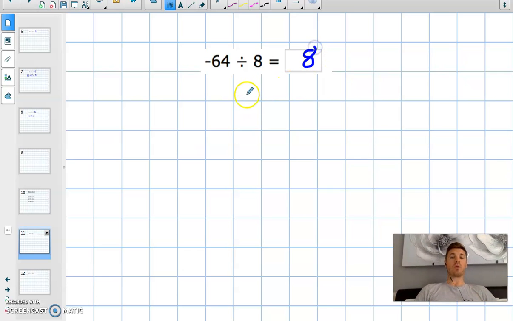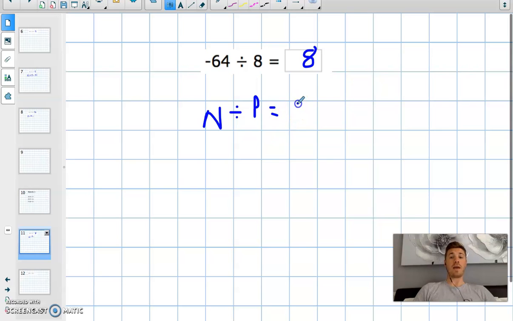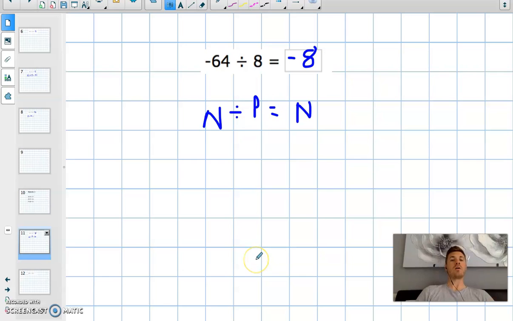Now, what's the problem? Well, it's a negative divided by a positive, and if we refer back, we know that the symbols are different, so it's going to be a negative answer. So although 64 divided by 8 is 8, because the symbols are different, we're going to end up with a negative number, a negative answer.